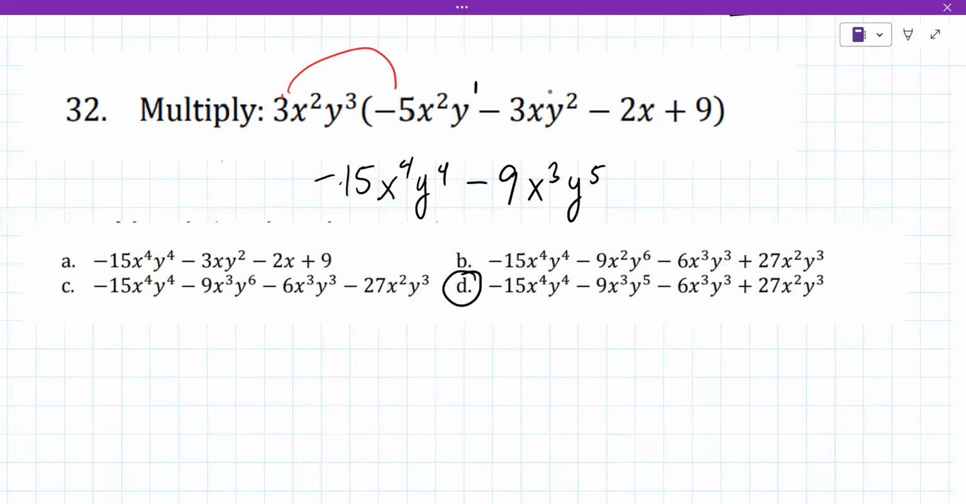Now let's keep going here. I'm not sure where you went wrong, but 3 times minus 2 is minus 6. X squared times x is x cubed, y cubed, and then plus 27x squared y cubed. I treated the 9 as part of the x squared for some reason. No, definitely don't want to do that. All right, so good job on that.